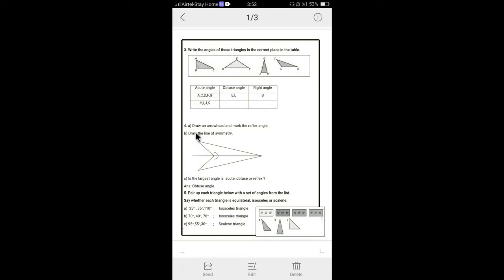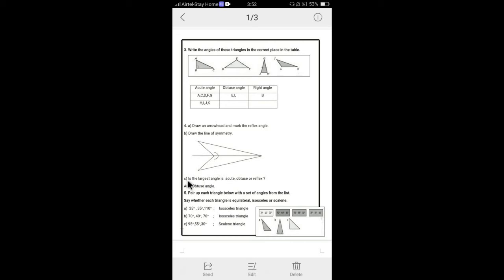Coming to question number 4, please. In question number 4, draw an arrow-head and mark the reflex angle. Arrow-head, we have drawn here, and they said to draw the line of symmetry in B. I marked the reflex angle, these are the reflex sides, and I just make half of them and the middle makes a symmetry line. Opposite sides must be equal, opposite shapes are equal, same to same.